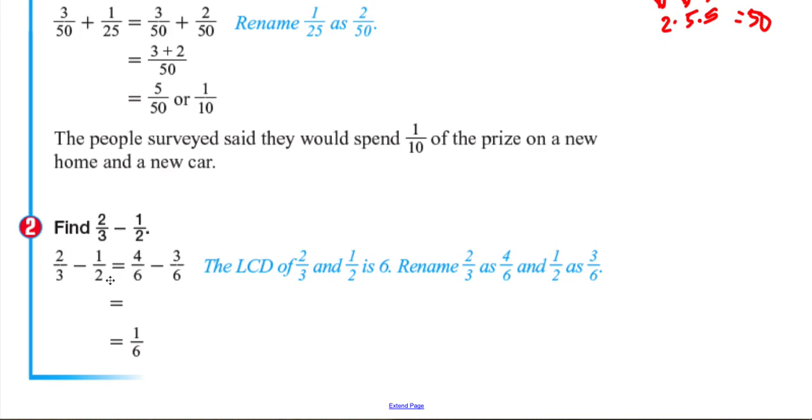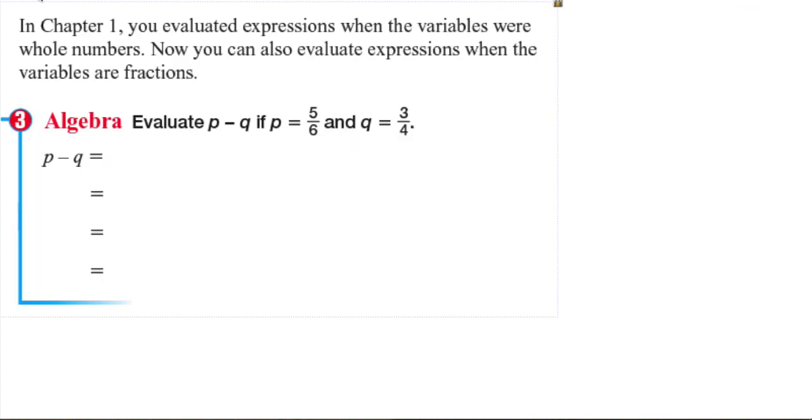So we rename 2/3 with the denominator of 6 to become 4/6, and we rename 1/2 with the denominator of 6 to become 3/6. Now we have the same denominators, so we simply subtract the numerators, 4 minus 3, and that gives us 1/6. So the difference of 2/3 and 1/2 is 1/6.